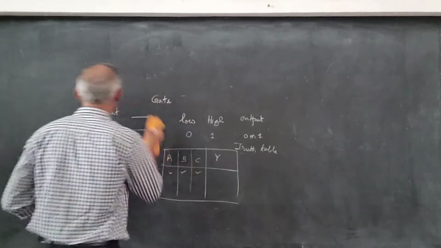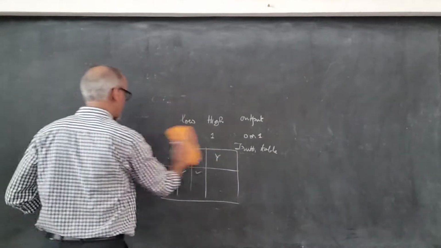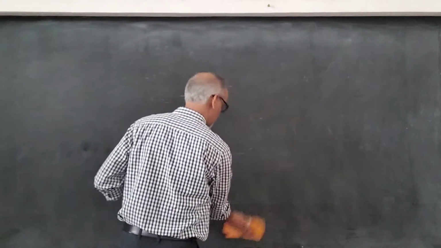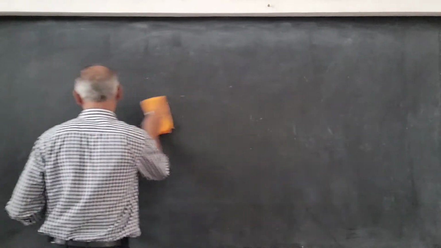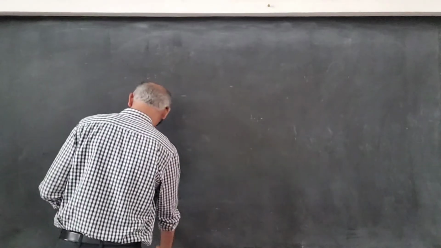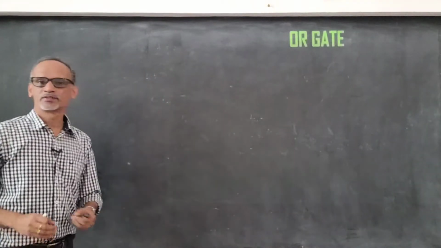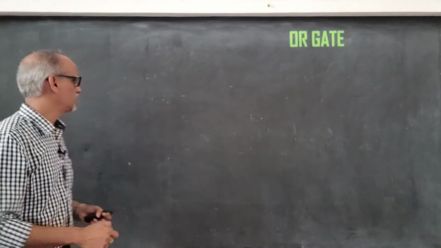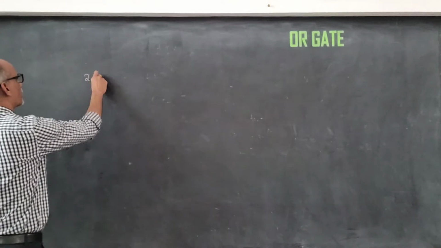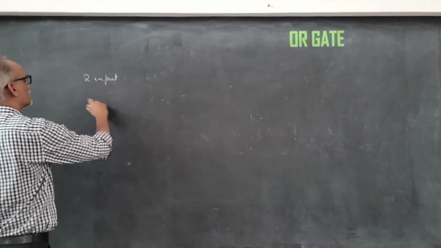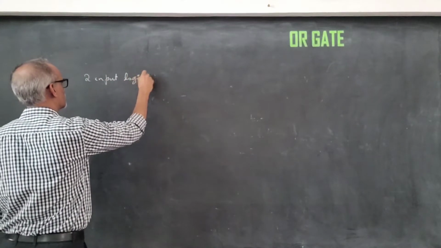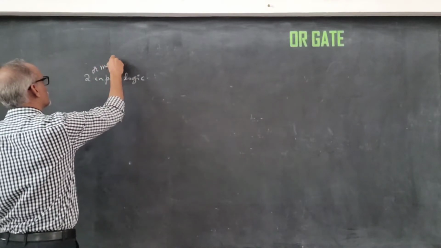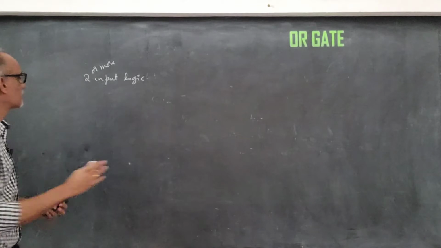So which are the different gates that we have, and what kind of logical operation are they going to perform? That's what we're going to learn. We're going to begin with a gate which is called the OR gate. An OR gate is a 2 input logic gate, 2 or more. So minimum 2, maximum again any.